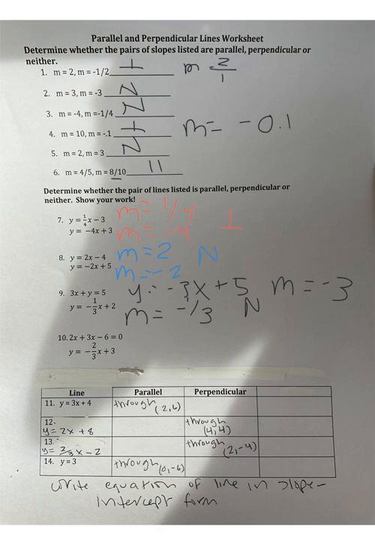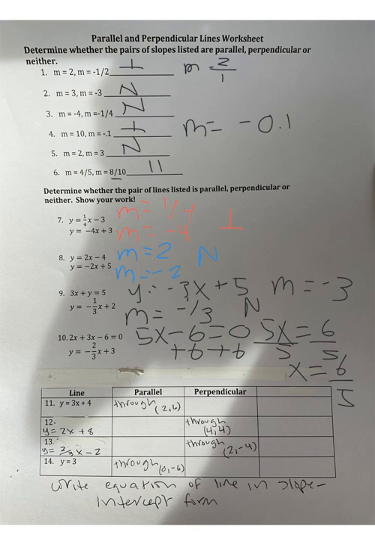And the last one here, we have 2x plus 3x minus 6 is 0. There's no y equals here. Interesting. We have 5x minus 6 equals 0. So if we add 6 to both sides, we have 5x equals 6. Divide by 5, we have x equals 6/5. This is a vertical line at 1 1/6.